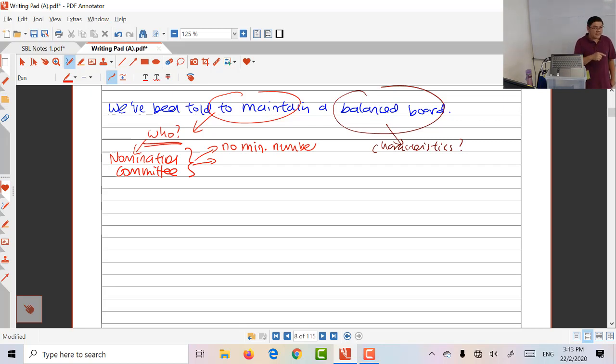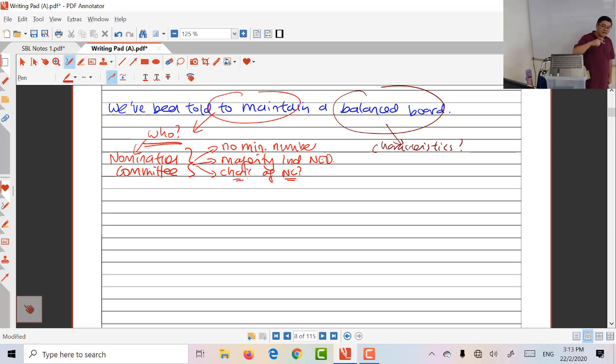Now, whatever number of directors that you appoint to sit inside the committee, the criteria is they must be what? Majority independent. And the chair of the nomination committee is who? Because every committee needs to have a chairman, one.